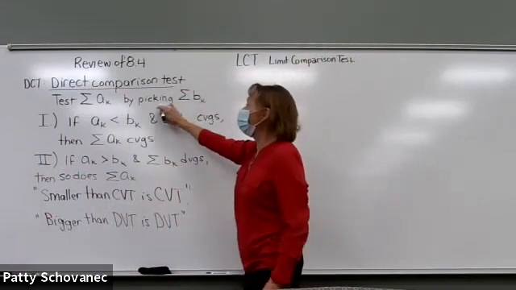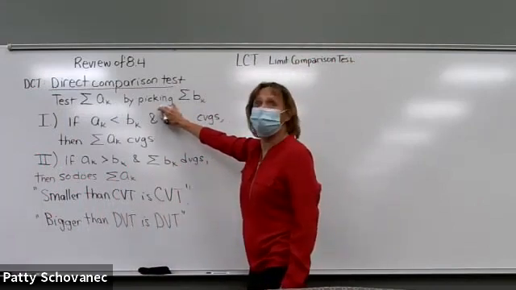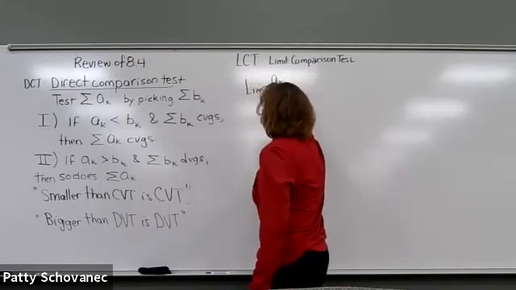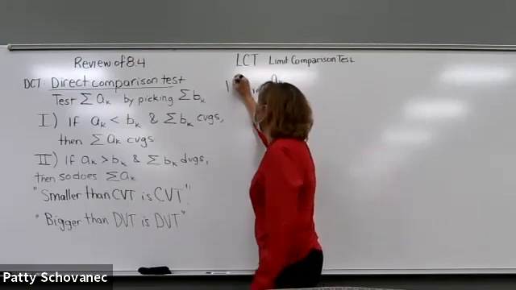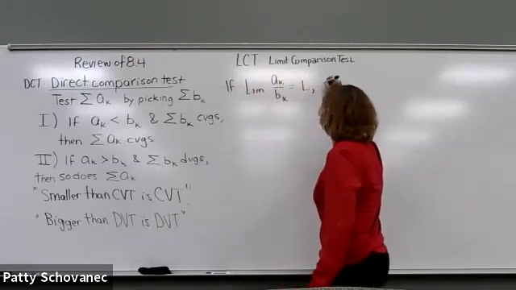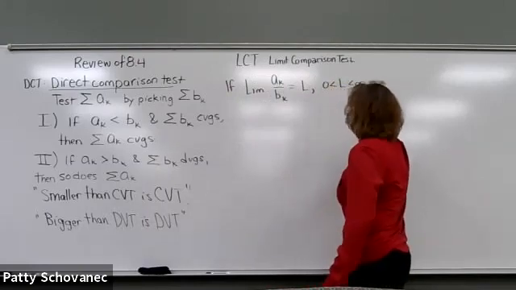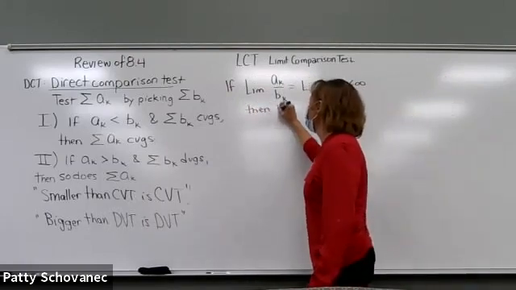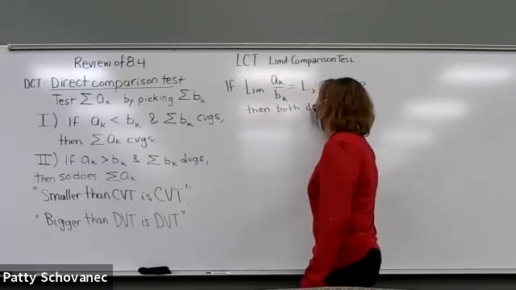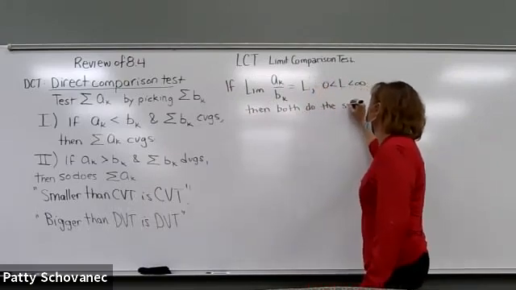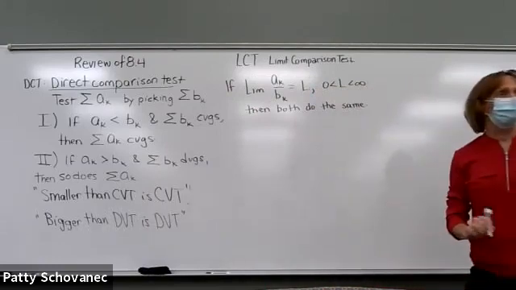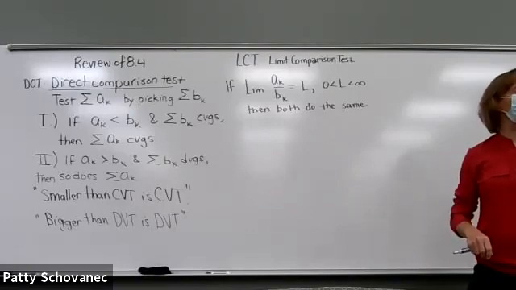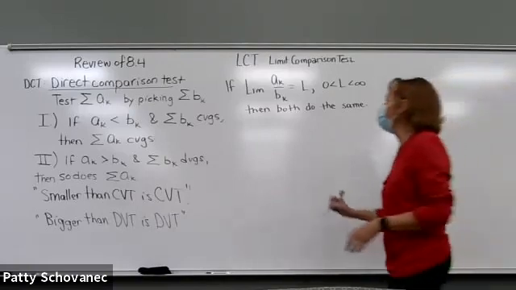We start the same way. We test AK by picking some BK. And then we look at the limit of the AK divided by the BK. If this limit is some fixed number L, L is positive and finite, then both series do the same thing. The zero case was that the AKs will converge if the limit is 0 and the BKs are known to converge.